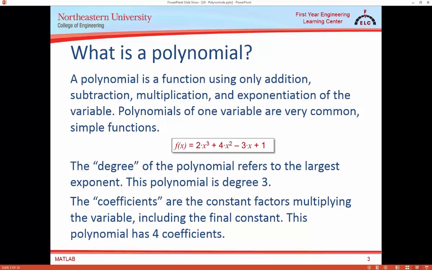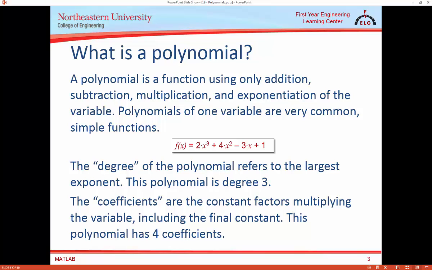So first, what is a polynomial? This should be a reminder for most people. A polynomial is a function that uses only addition, subtraction, multiplication, and exponentiation of a variable. Polynomials of one variable are very common, simple functions, such as the one shown here: f of x is 2x cubed plus 4x squared minus 3x plus 1.